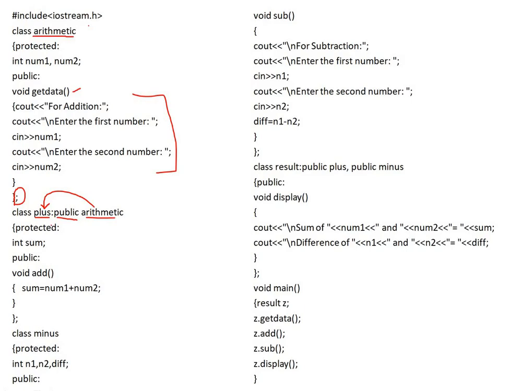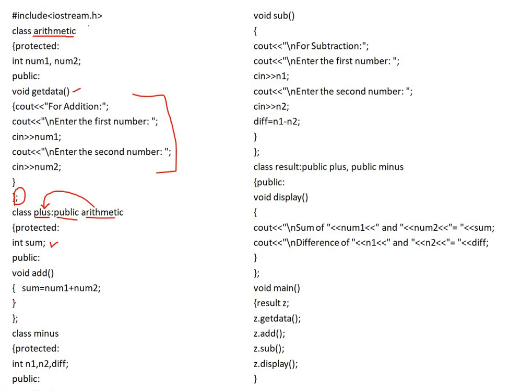Under the plus class we have written two sections, protected section and public section. Under the protected section we have declared only one data member, the variable int sum. This is the data member. Under the public section we have defined only one member function, that is void add. Within the void add we have written only one expression, that is sum is equal to num1 plus num2.